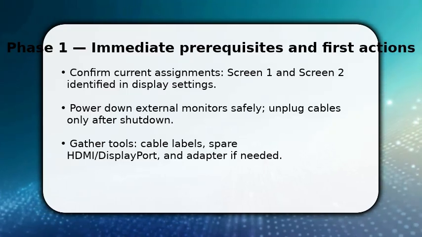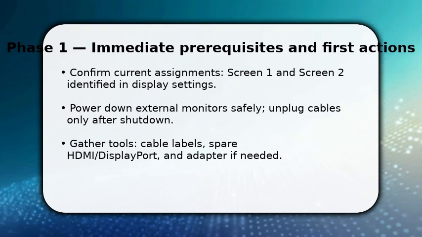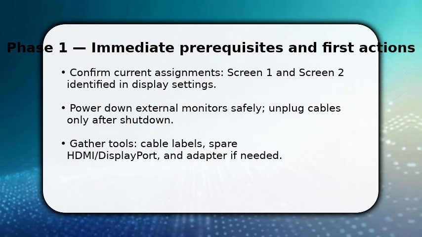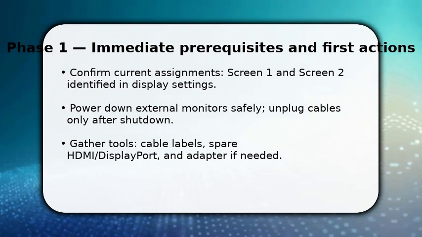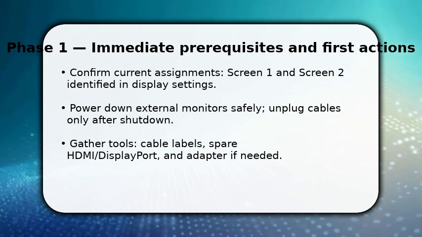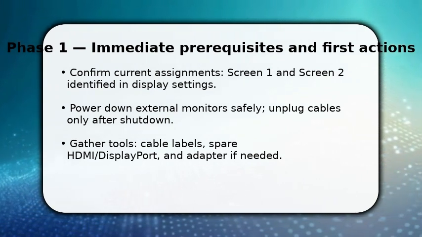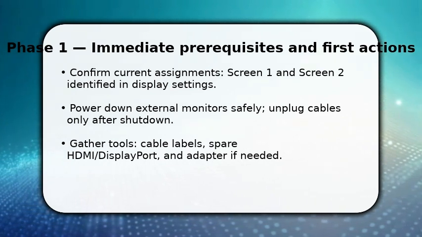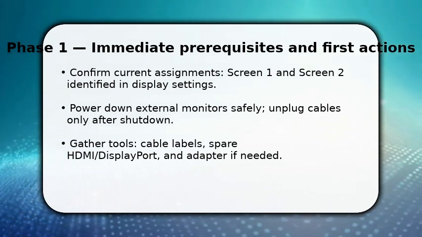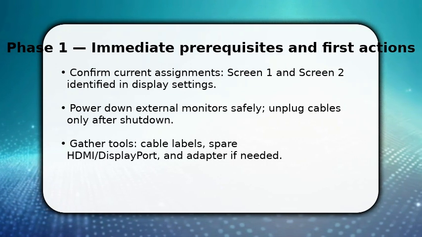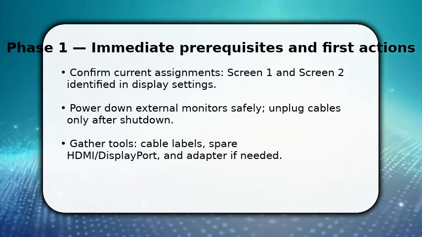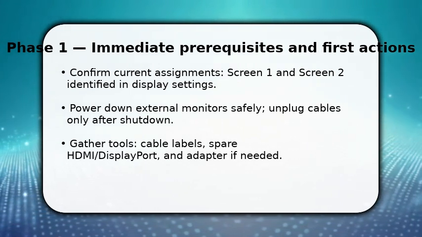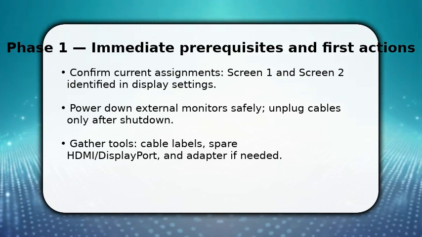You begin by verifying which monitor is labeled 1 and which is 2 in your display settings, because that determines orientation and primary display. Once done, power down the monitors to avoid hot plug issues and unplug cables after shutdown. Make sure to label cables and ports so you don't create confusion when reconnecting. This first step reduces mistakes and speeds the process, allowing you to swap connections or change primary display assignments confidently without losing window positions or resolution settings.